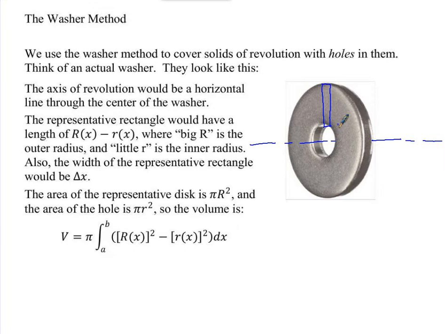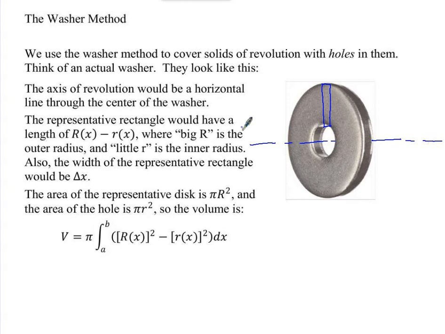So then if I slide this over the course of some entire shape, then as I revolve that around, I wind up with a whole bunch of washers that wind up creating an entire volume. So to develop the washer method, we need an axis of revolution, in this case through the center of this washer that you can see.